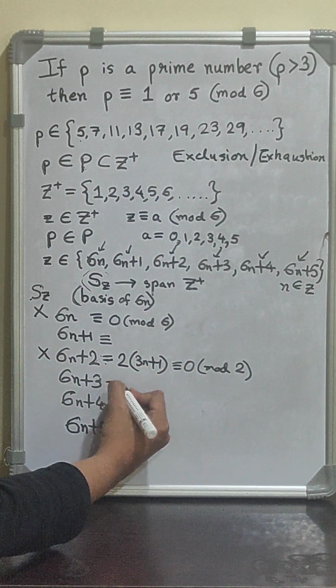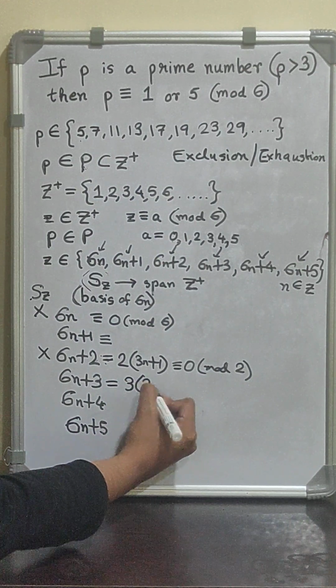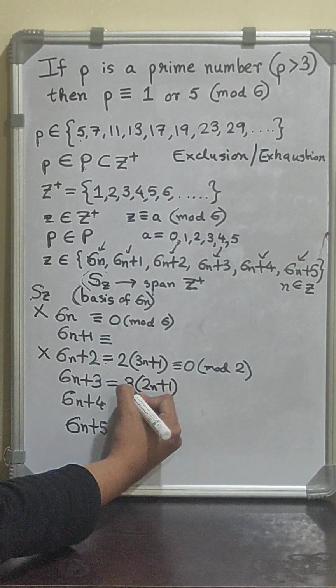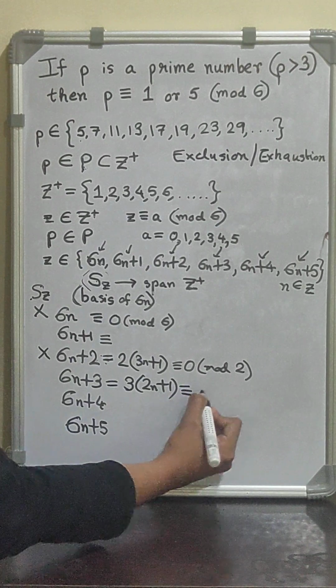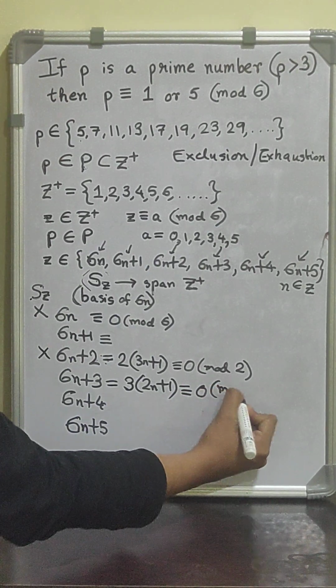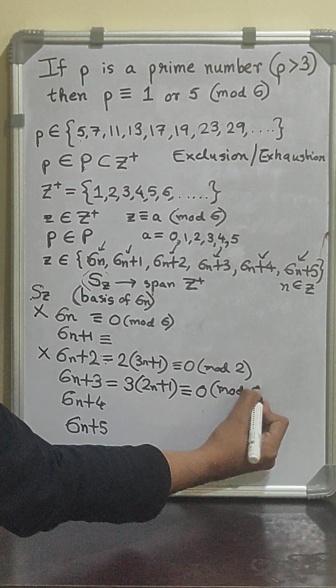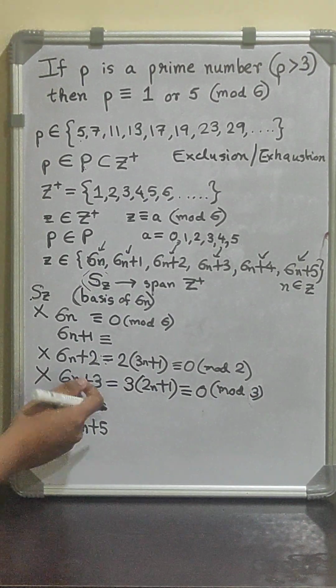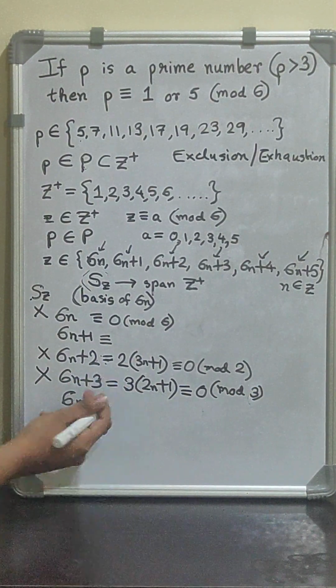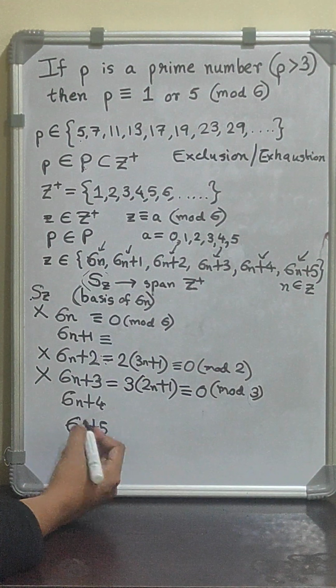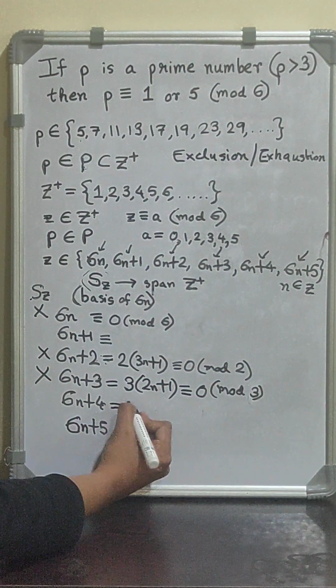So this again has factors. This has a factor of 3, 2n plus 1, no luck. This is divisible by 3, so I'm writing it 0 mod 3. This basis can never span prime numbers, again, because it has a factor of 3. This again has a factor of 2.